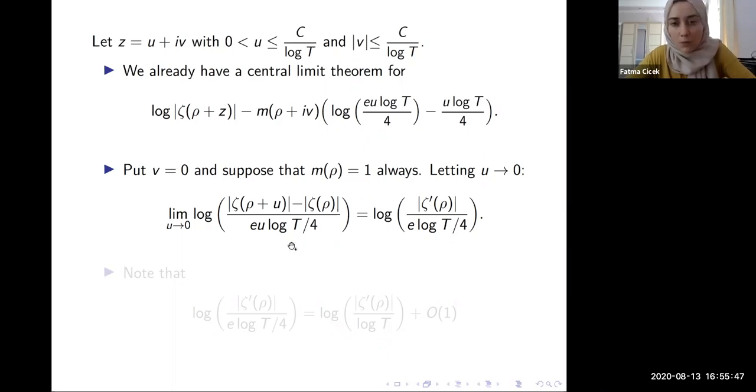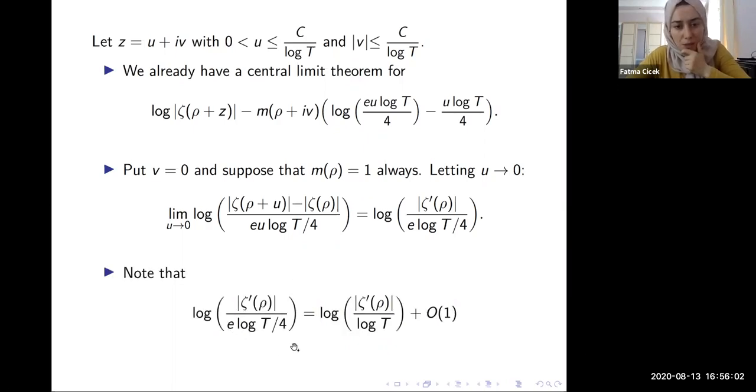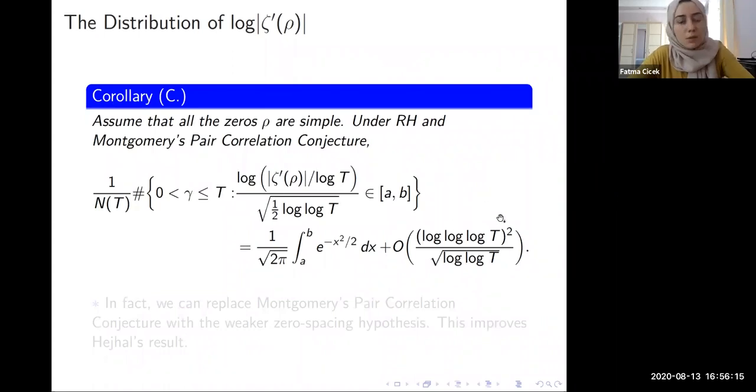And then we will have that this zeta of rho plus u minus zeta of rho over u will give us the zeta prime. And then we'll have an extra e log t over 4. But the thing is that the e over 4 there doesn't really matter. It can just end up in the error term as a constant. So e over 4 still ends up in the error term in the distribution.